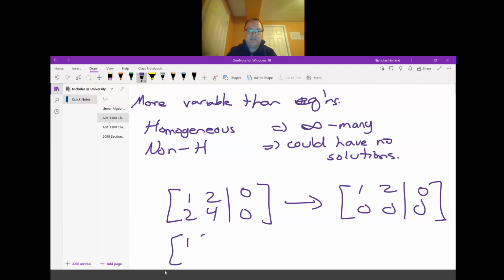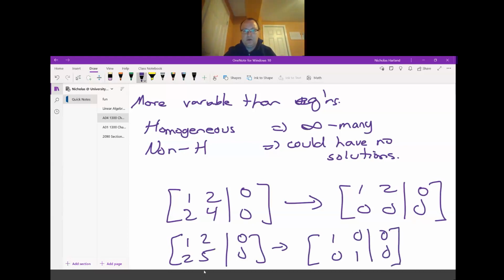But a different system could turn into this. So if we have the same number of equations as unknowns, it could be infinitely many solutions because we have a free variable. But it might not be infinitely many solutions because it might not have a free variable. The point being is we can't know that ahead of time.